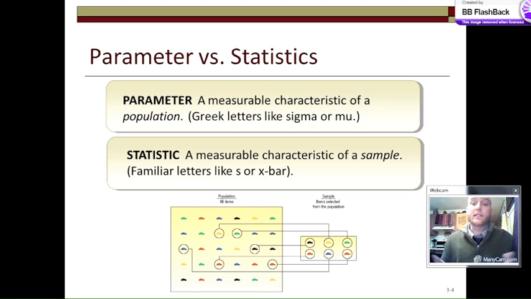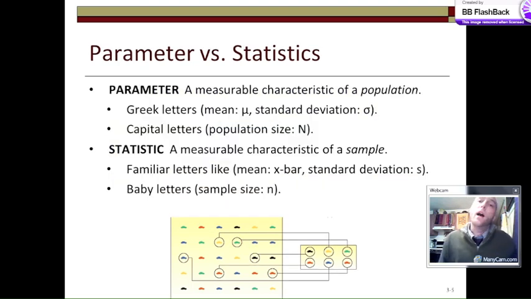Now, statistics are again characteristics of a sample. They're the things we use to estimate population parameters. We'll see the regular letters that we're used to, things like X or S or P. But generally, we don't have access to the entire population. Populations are huge, samples are small. So we like to be able to access small things because generally we don't have the resources to be able to get to all the parameter information.